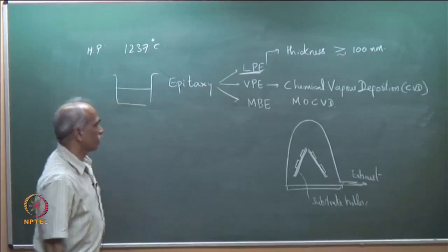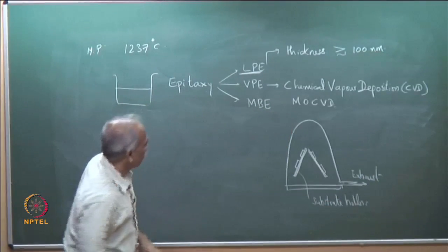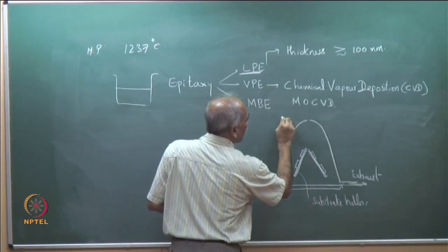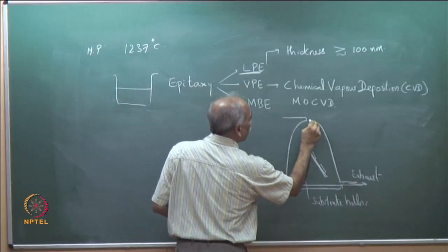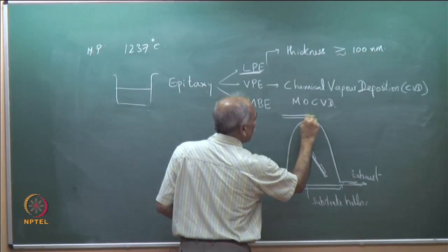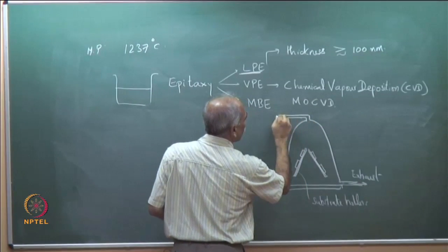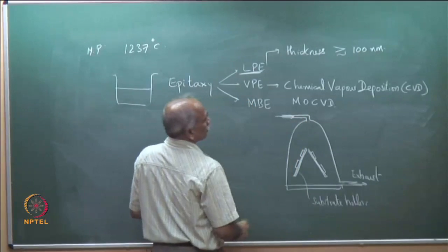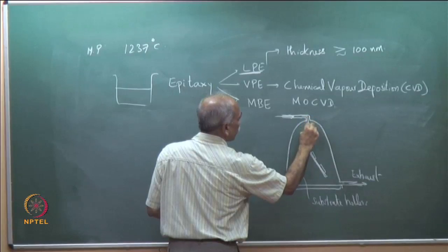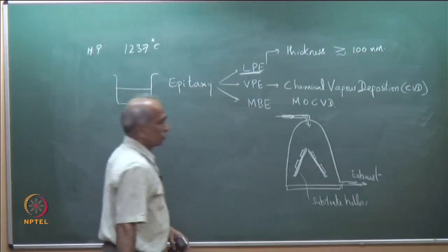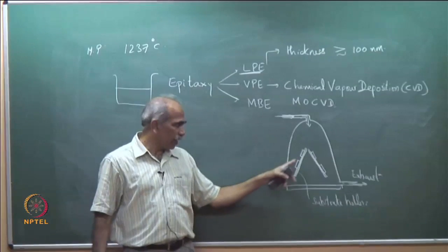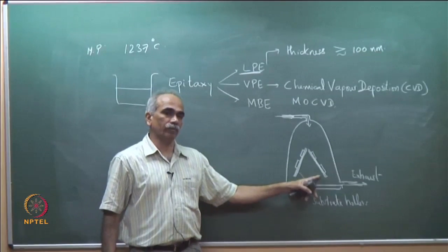Exhaust. Gas enters, a mixture of gases, the required gases. What are these gases? I will show you in a minute. They enter the reaction chamber. So the mixture of gas enters from here and the reaction takes place on the surface of the substrate.